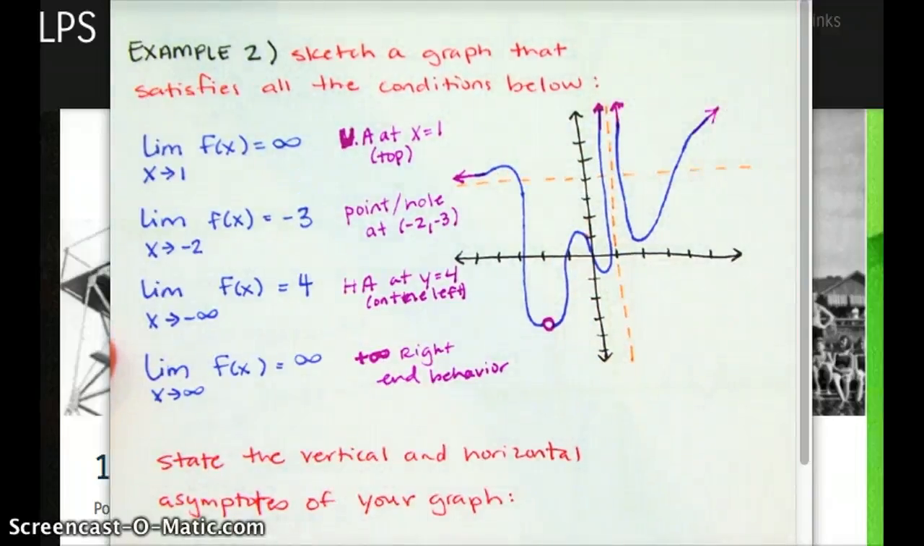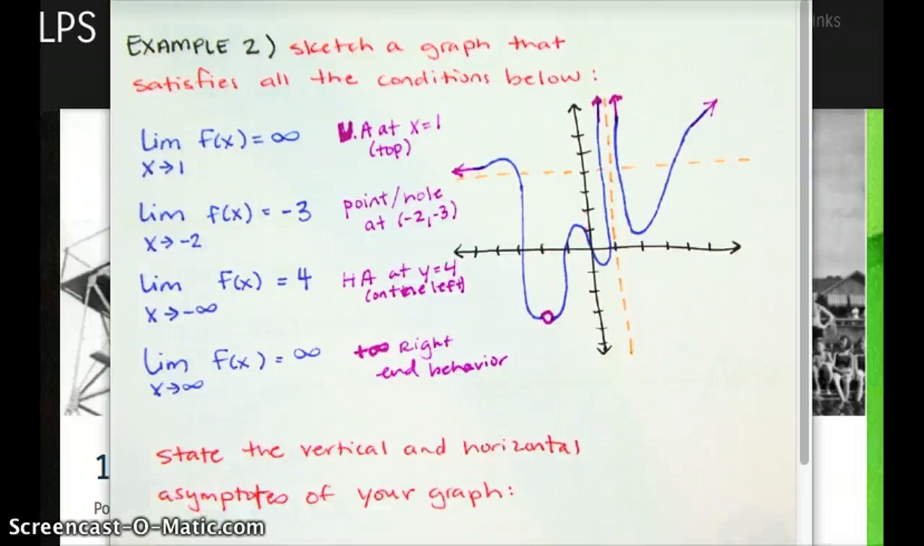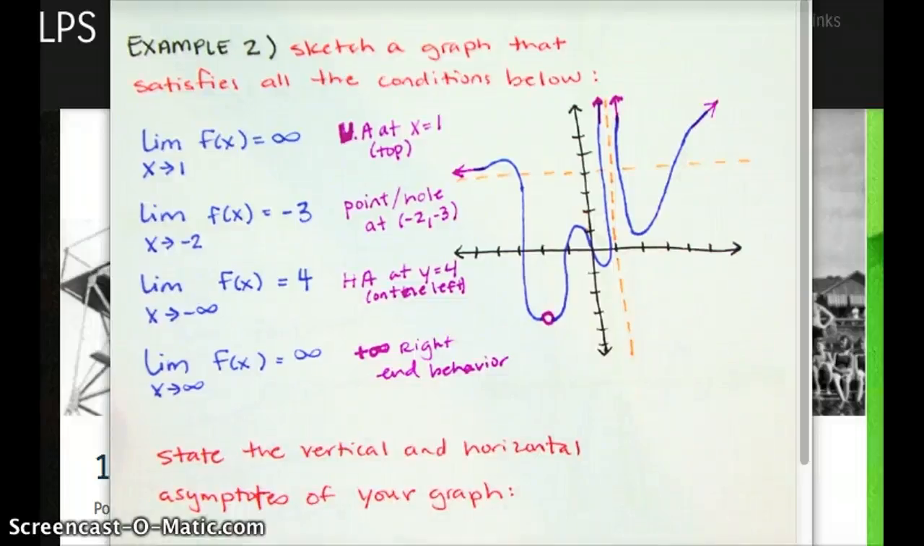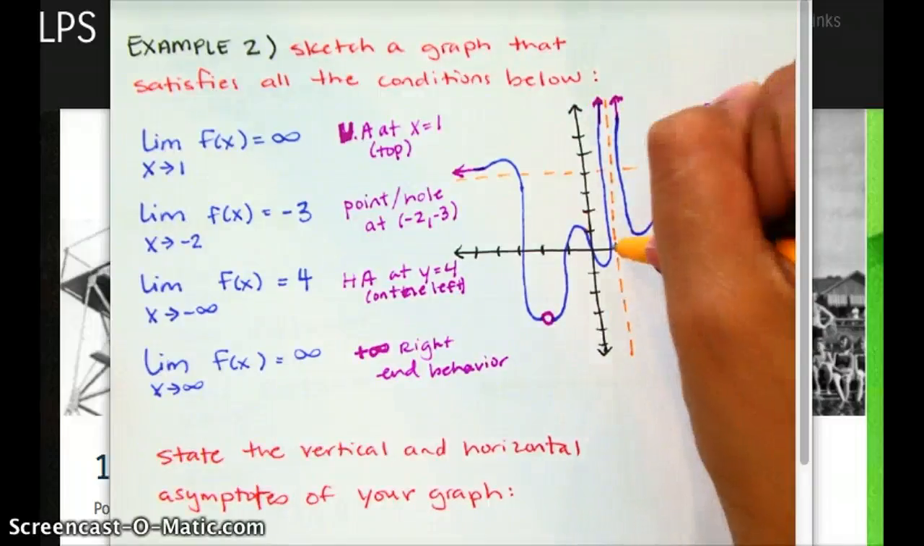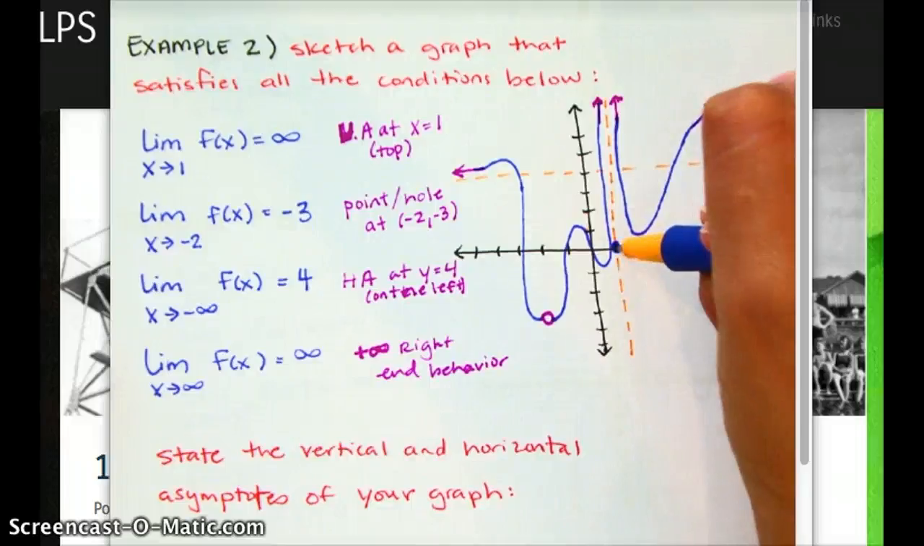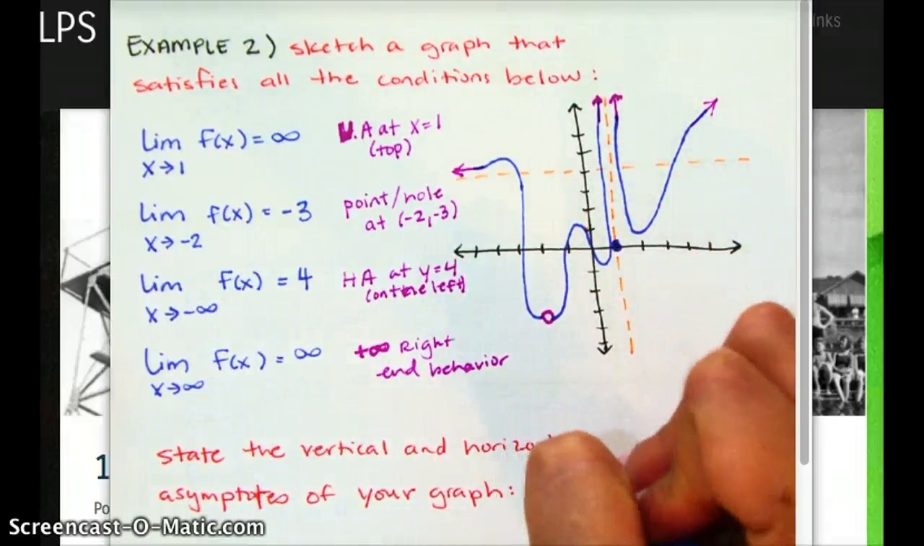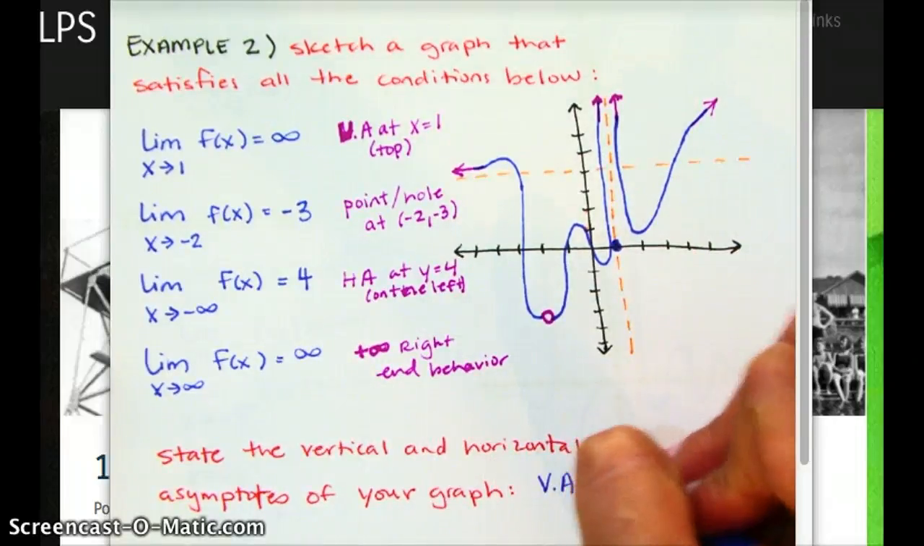I added a little question here that says state the vertical and horizontal asymptotes of your graph. It's really important that we're keeping x and y straight. Robert asked about this today in class. What he was saying was that there's kind of a flip. Normally, a vertical line we think of as a y, but when you write the equation of a vertical asymptote, we actually name it according to its x value because there's an x value that's staying constant. In this case, the vertical asymptote is the equation x equals 1.